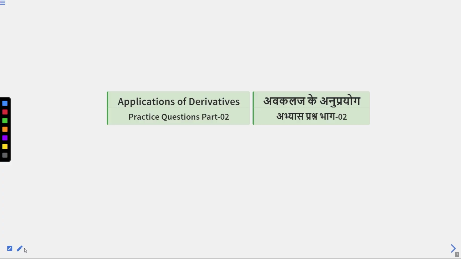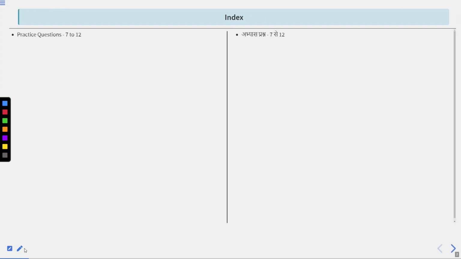Hello everyone. In today's lecture, we will see some more practice questions based on application of derivatives. Practice questions from 7 to 12.